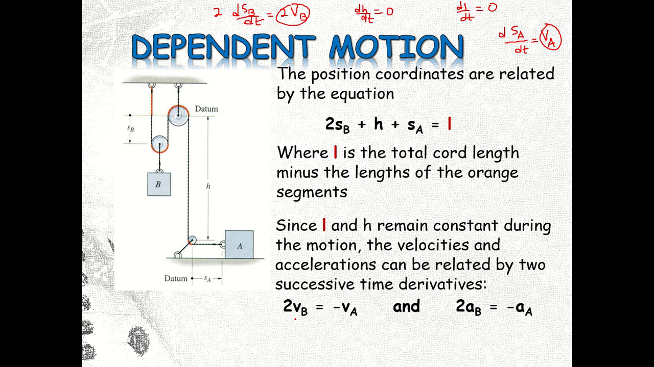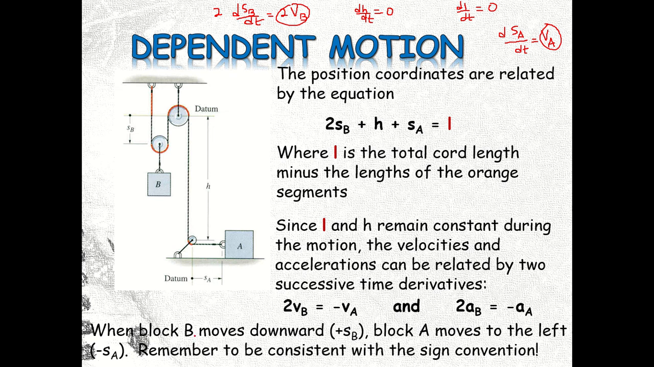And when you take the derivative of this, then you get the acceleration. So that is still twice the acceleration of block B equal to negative of the acceleration of block A. So that's the result after differentiation, class.